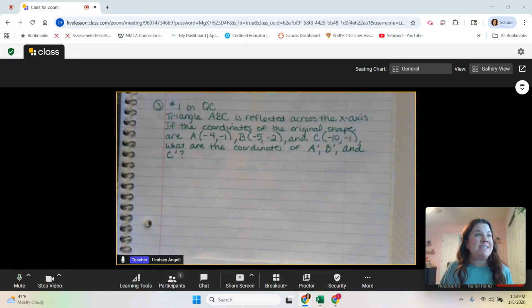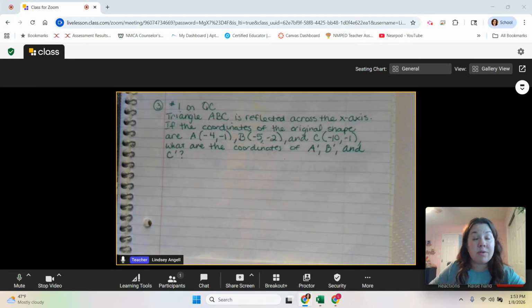All right, number 3, last one for today. This is number 1 from your quick check. Triangle ABC is reflected across the x-axis. If the coordinates of the original shape are A (-4, -1), B (-5, -2), and C (-10, -1), what are the coordinates of A prime, B prime, and C prime? So the primes represent the coordinates after we do the reflection.